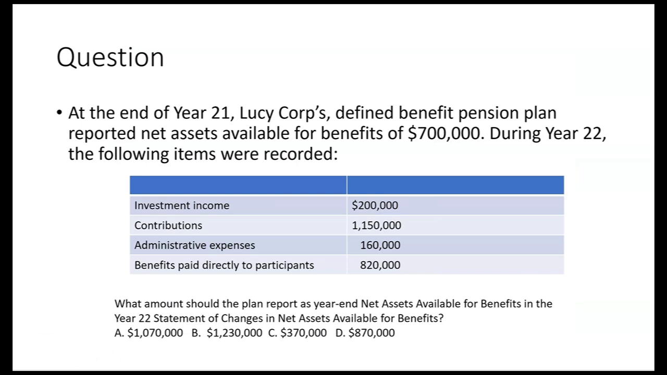Here's a question they could ask. It wants to know what amount should the plan report as year-end net assets available for benefits in the year 22 statement of changes in net assets available for benefits.